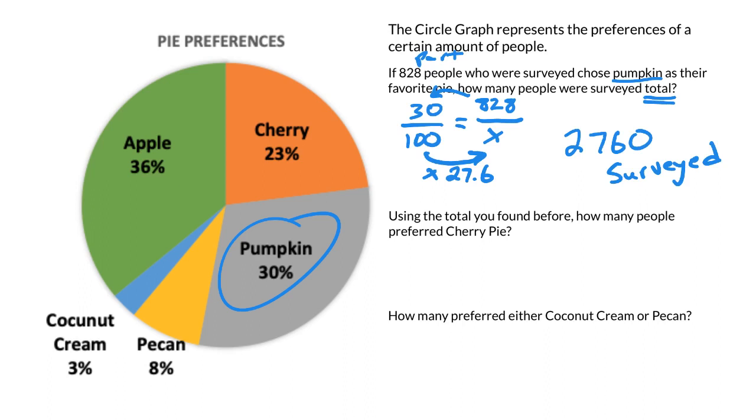Okay. Now it says using the total you found before, so using the number we just found, how many people preferred cherry? Well, cherry is 23%. So 23 out of 100 equals how many people out of 2,760? So you're going to divide here to find your connecting number. I divide there. And I get 27.6. So then I'm going to multiply 23 times 27.6.